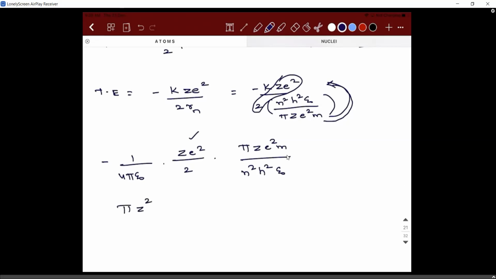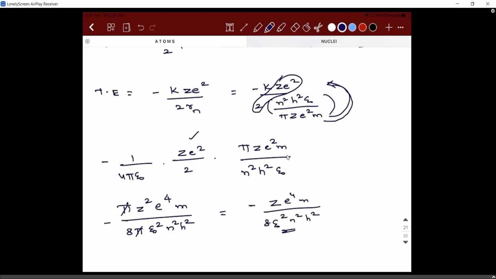Pi z square e power 4 m divided by 4 into 2, 8 pi epsilon naught square. Pi we can cancel with the negative sign. So minus z square e power 4 into m divided by 8 epsilon naught square n square h square. So please copy this once. Let me verify if it is right. So minus z square e power 4 into m divided by 8 epsilon naught square n square into h square.